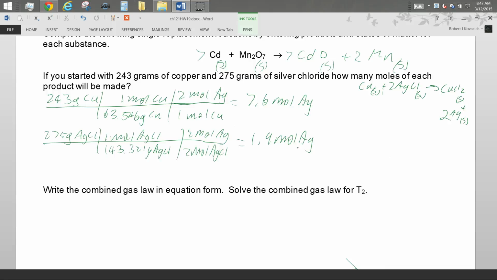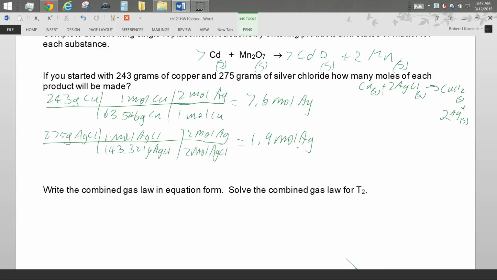Why? Because you only have 275 grams of silver chloride. What happens? It runs out. The moment that you've made that 1.9 moles of silver, you've got no more silver chloride, so you can't make any more silver. So that means that there's going to be a bunch of leftover copper.